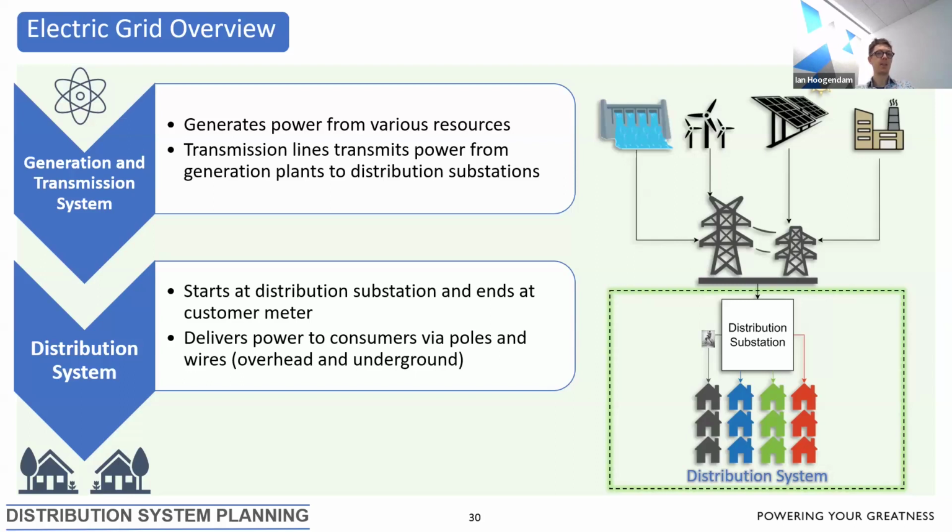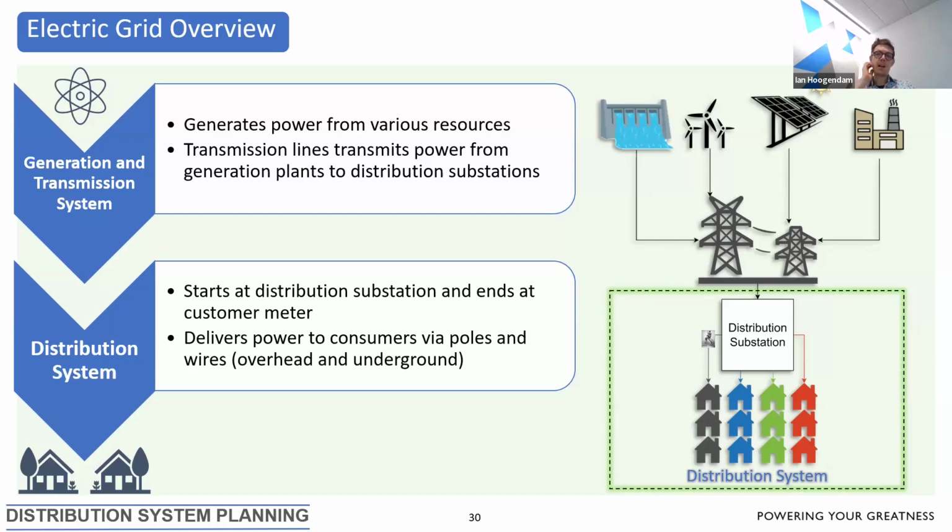Electricity is produced at the generation plants using resources like water, wind, solar, and coal. The generated power travels over long distances via the transmission system from the generation plants to the distribution substations. And distribution circuits are what deliver power from the distribution substations to the customer meters. They primarily consist of poles, wires, and transformers.